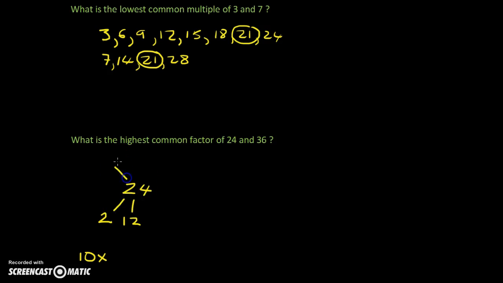Another factor, 1 goes in exactly. It's a factor pair. 1 multiplied by what gives us 24? Well, that's 24. We've already got 2. We've tried that. Does 3 go in exactly? Yeah. 3 multiplied by what gives us 24? Well, that's 8.